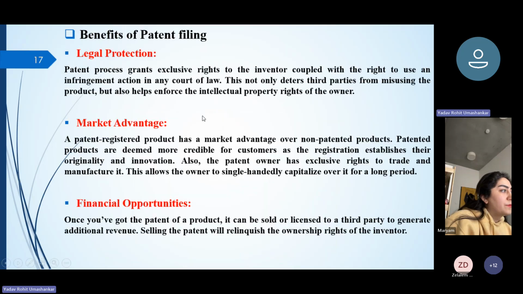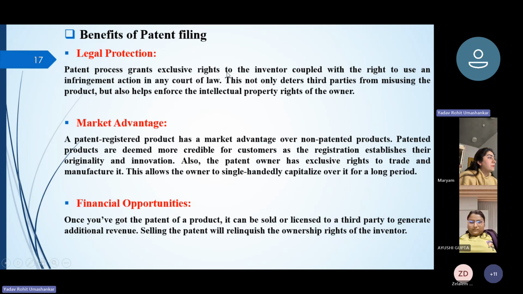So what are the benefits of patent filing? It gives legal protection. It provides exclusive rights to the inventor, coupled with the right to take infringement action in any court of law. If some third person is misusing your patented invention, then you can go against him in a court of law.